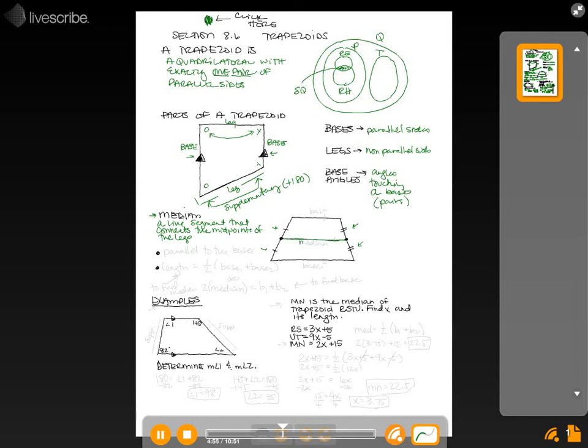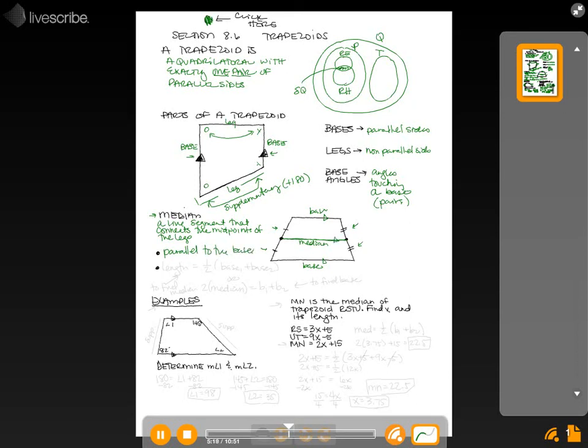Alright? Now, the top and bottom here are our parallel sides. And there's two ideas about the median. Okay, remember this is a base, and this is a base. The median is parallel to the bases.